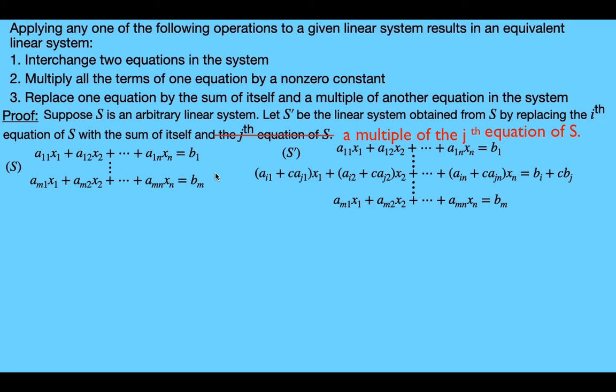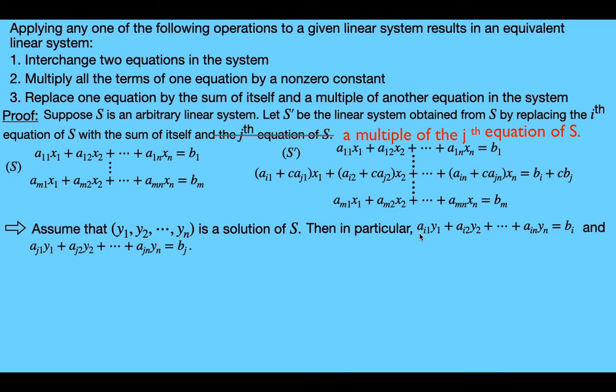Now we need to show that the solution set of S is the same as the solution set of S prime. So going in one direction, let's assume that this n-tuple with the elements y sub 1, y sub 2, all the way up to y sub n is a solution of the first system S. And we're going to prove that it must also be a solution of the second system S prime. So if we have this solution of the first system S, then this n-tuple must be a solution of every equation in the system S.